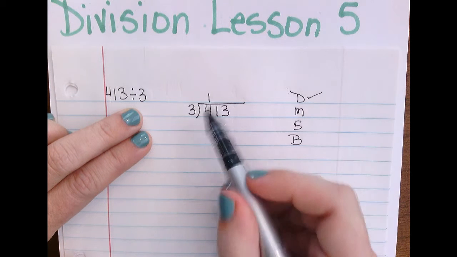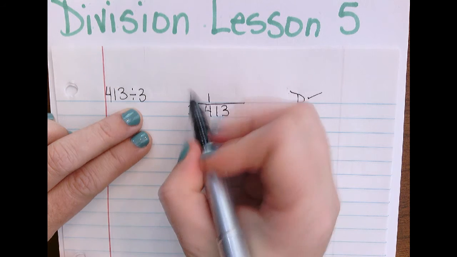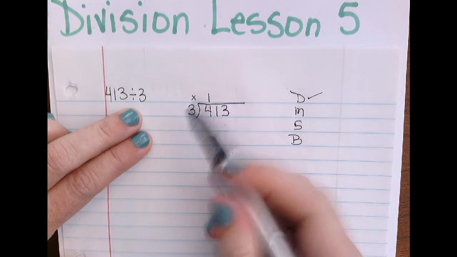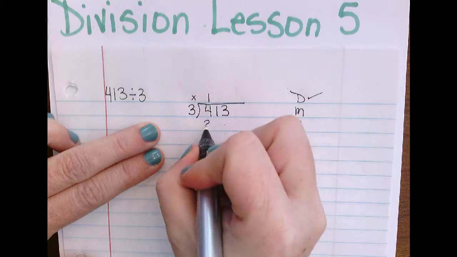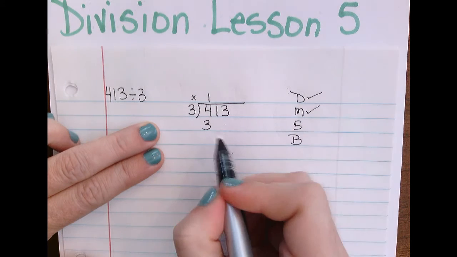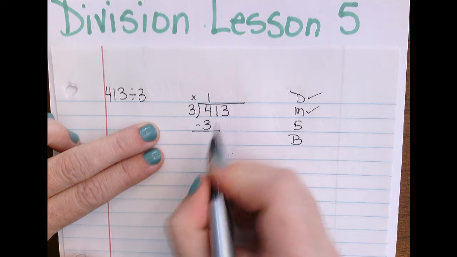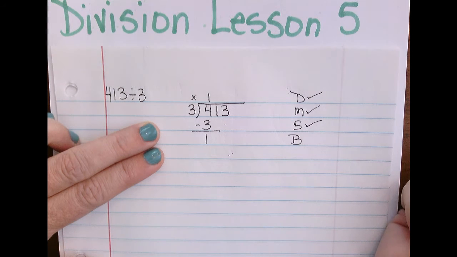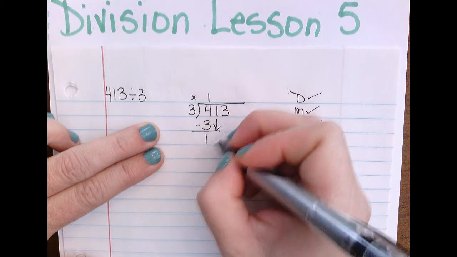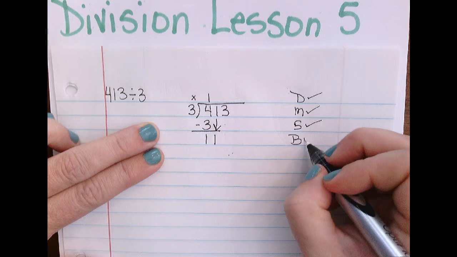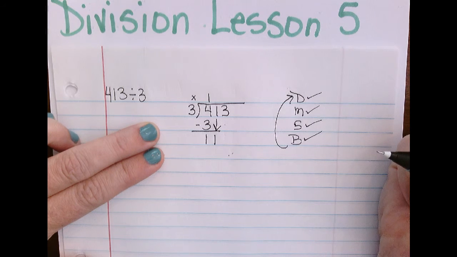Next is multiplication. Again, we only multiply what's on the outside of the house. We put our little multiplication sign to help us remember that's only on the outside. 1 times 3 is 3. Multiplication done. Subtraction is next. Then you subtract. 4 minus 3 gives us 1. Subtraction is done. Next we bring down only one number at a time, and in this case the number is 1. Since we brought down something, then we start all over again with division.